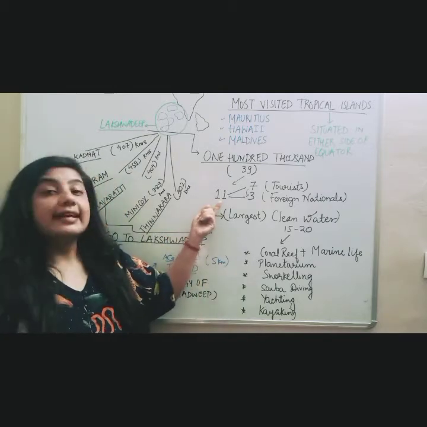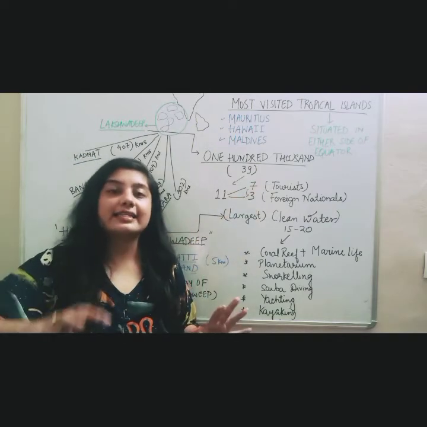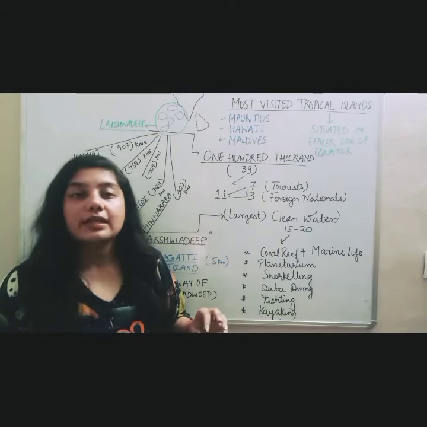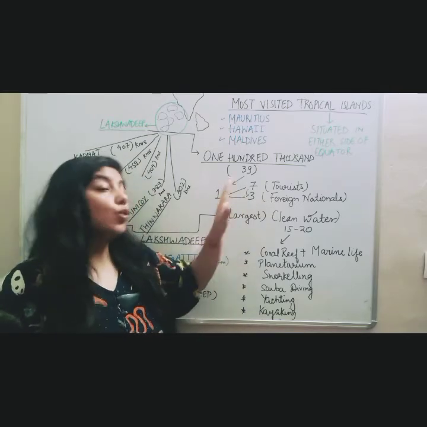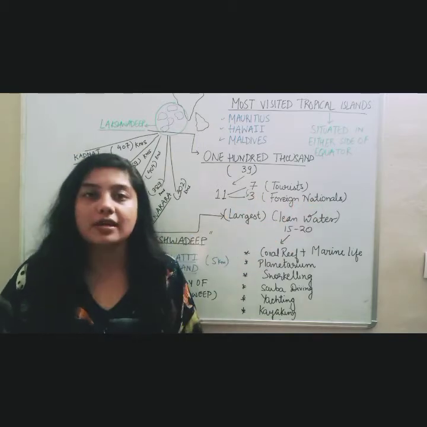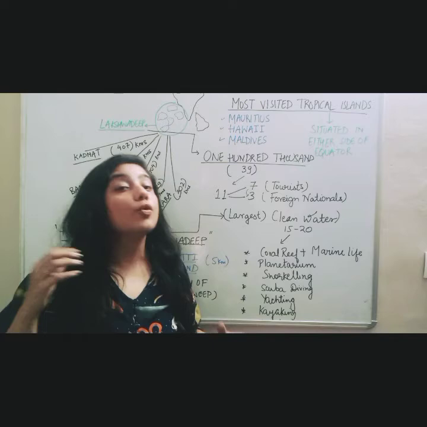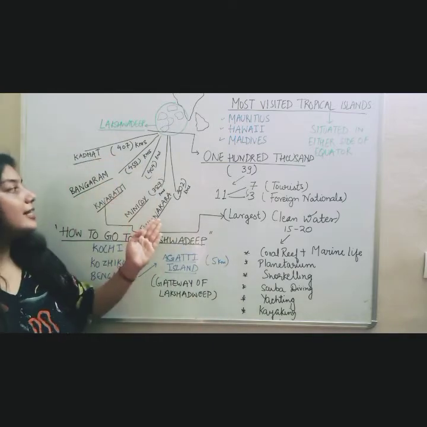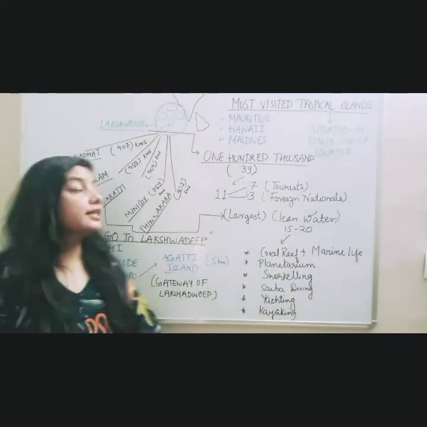You can find life, plants and animals there. Out of these 11, 7 are open to tourists. They can go and see the islands and the beauty of the islands. Of these 7, 3 are basically for foreign nationals. Only the foreign tourists are given more priority or importance over these islands. Now let us discuss these islands, what they are and what is special in them. We'll first start with Kavarati.